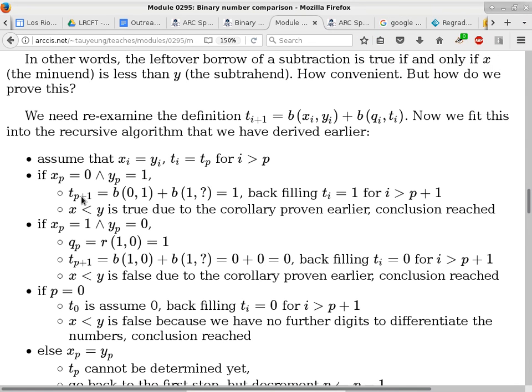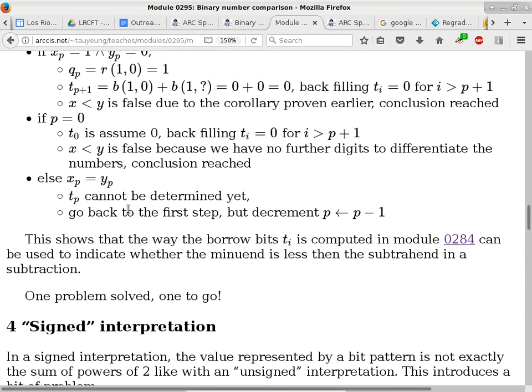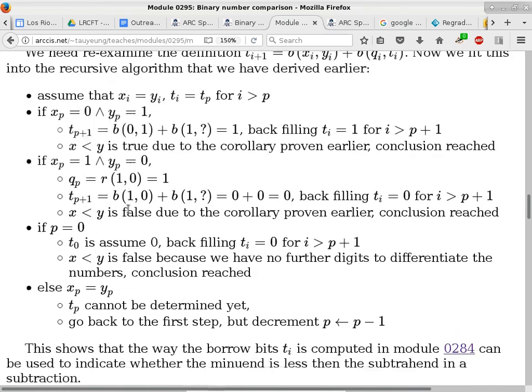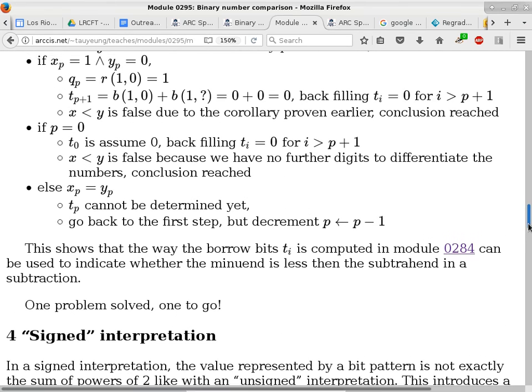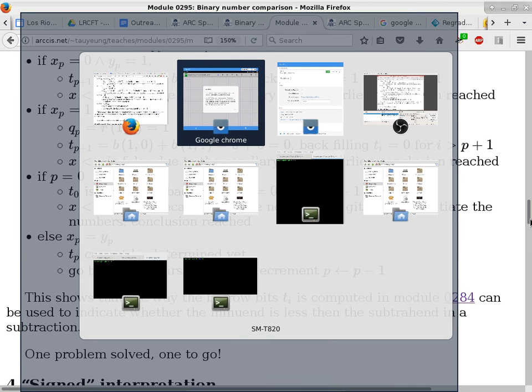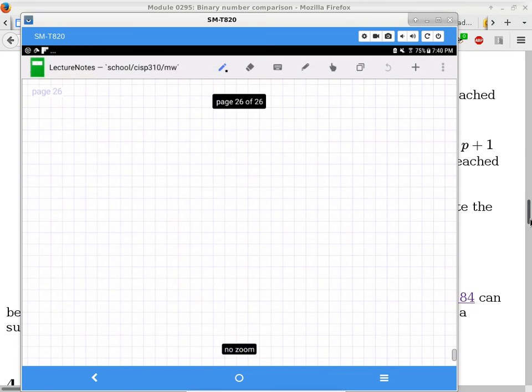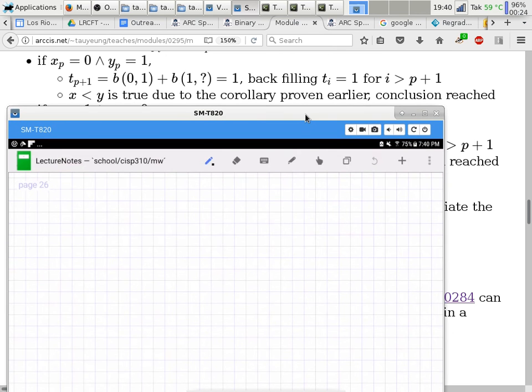Okay, so let me see if I can do this. I will show a part of this screen here. I can't adjust the scrolling very well. There we go. And now we take a look at the tablet in a way that shows both at the same time. There we go. All right.